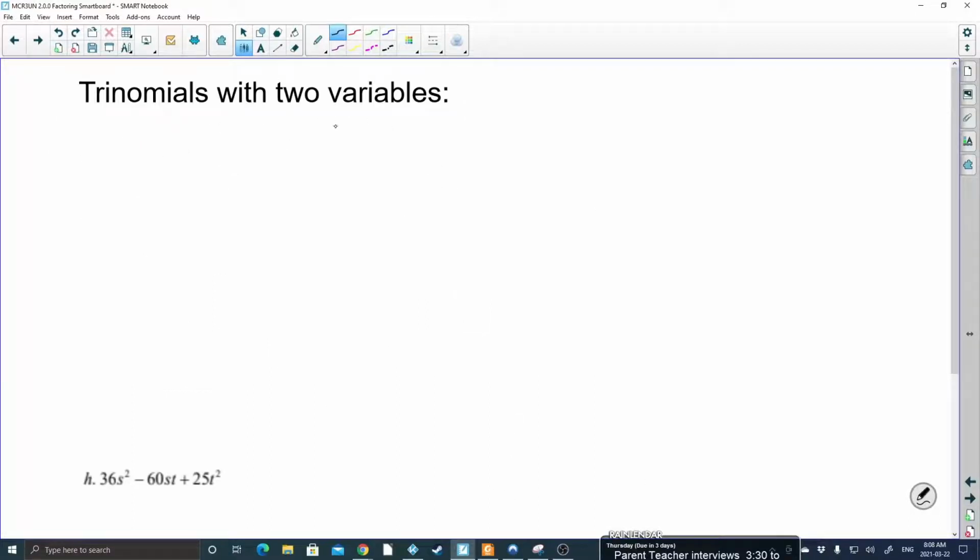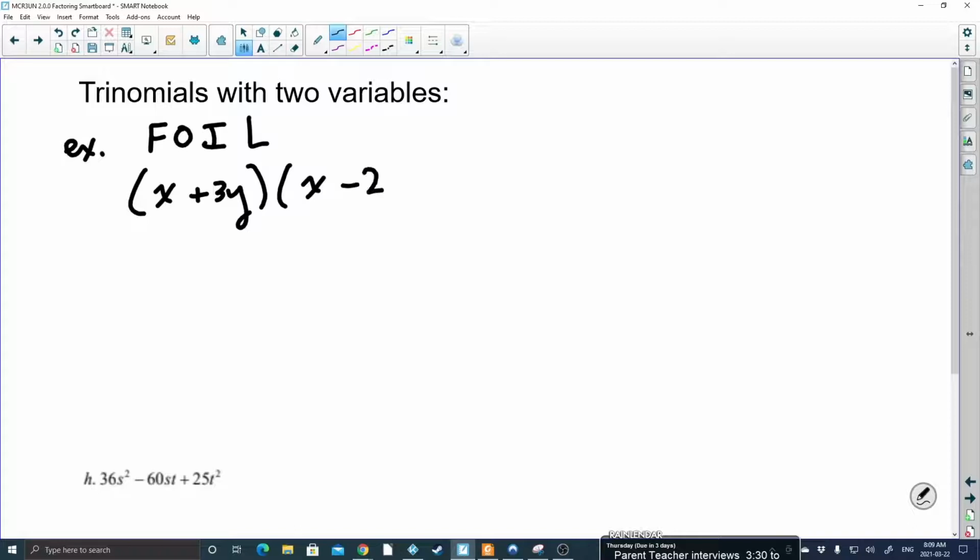Now, I'd like to look at another scenario with factoring, and this time we're going back to trinomials. And I have an example down here, but I'd like you to ignore that example for just a second. One thing you may or may not have seen is trinomials with two variables. So I just want to FOIL something to show you how it works. So let's say we had, instead of x plus 3, let's say we had x plus 3y times x minus 2y.